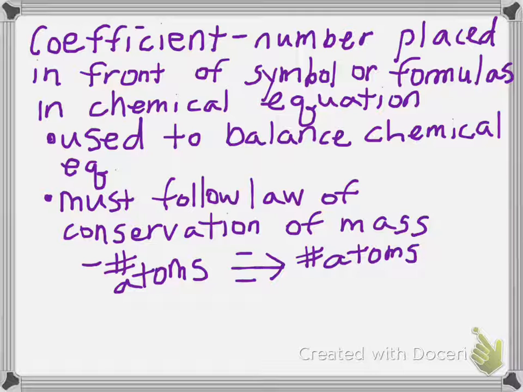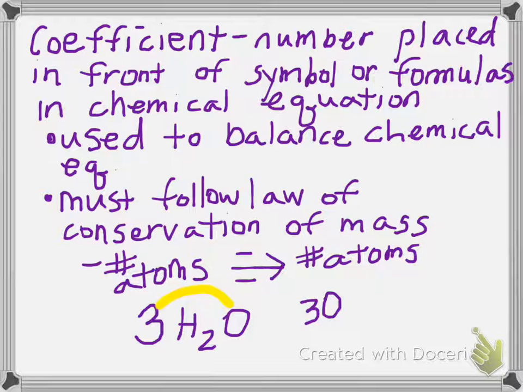This coefficient is a whole number that's placed in front of the symbols or formulas. An example of what a coefficient might look like: I might have the formula water in my skeleton equation, and perhaps to balance it I need 3 oxygens. So I'm going to put a coefficient of 3 in front of it. This 3 in front of it means that I have 3 oxygens now, and it also corresponds to our hydrogen, so now we would have 6 hydrogens instead of what we had before, which was just 2 hydrogens and 1 oxygen.